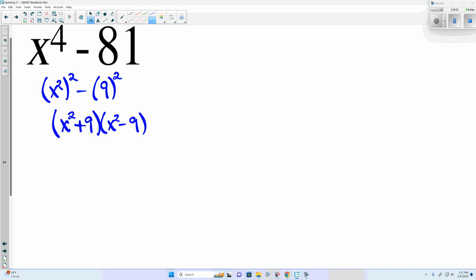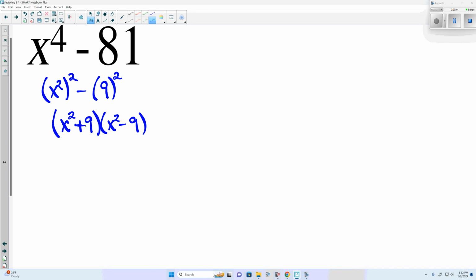I did the problem. I got 1 9. So we need 8. So here we're good with getting x squared plus 9, x squared minus 9. Here's the answer. So we're good to get it to this point.